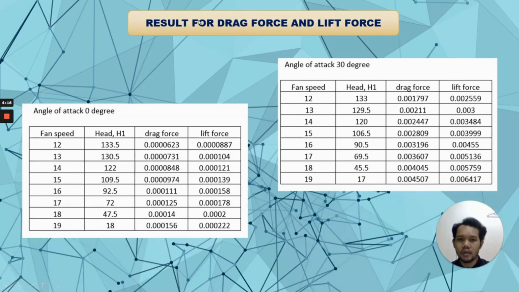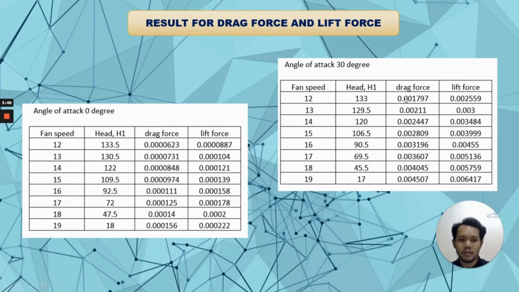And we get the result for the drag force and lift force. For example, for the angle of attack 0 degree, for the fan speed 12, we got the head is 133.5 and calculated drag force 0.000623, lift force 0.0000887.